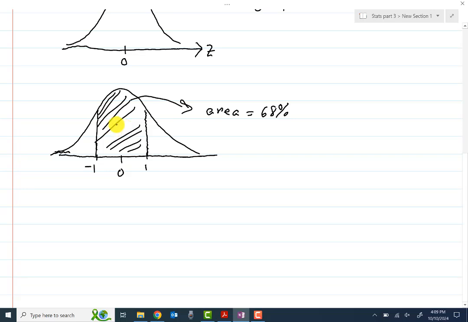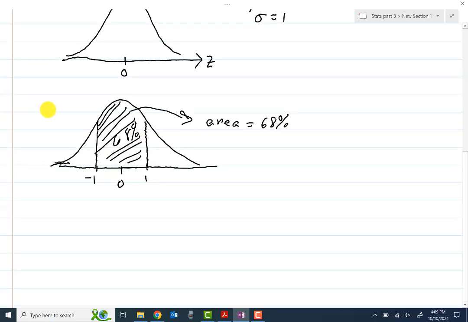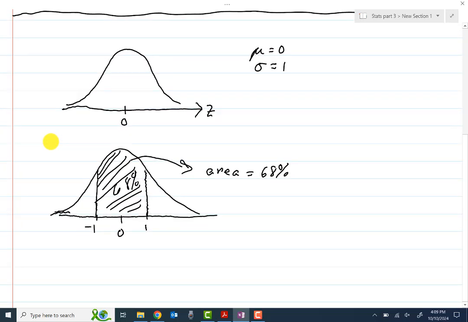In fact, let me go ahead and erase this piece in here. Now, as a decimal, that's 0.68. One of the things you should know is that the total area under this curve itself is 1. Otherwise, 100%. So 100% of the data is in this curve.